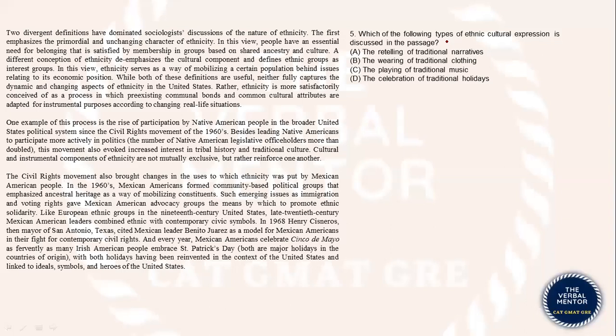Number 5, which of the following types of ethnic cultural expression is discussed in the passage? The retelling of traditional narratives, not mentioned. Wearing of traditional clothing, not mentioned. Playing of traditional music, not mentioned. Celebration of traditional holidays, mentioned in last paragraph.